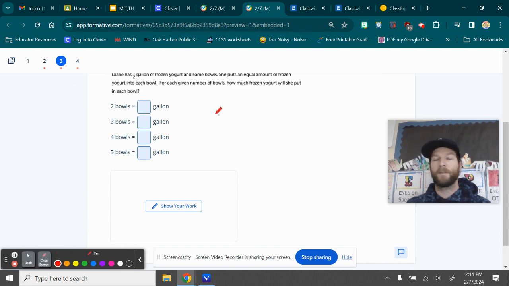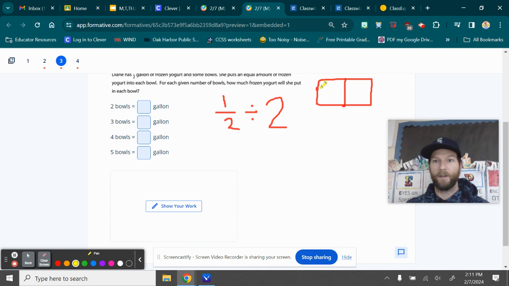where's my pen? So she's starting with 1/2 gallon, right? That's what's being shared, the yogurt. She has a ton of yogurt. That's a lot of yogurt, 1/2 gallon. So if she has 2 bowls, she's dividing it into how many equal shares? 2. So in my picture, I would have 1/2. Here's her 1/2 gallon of yogurt. If she divides it into 2 bowls, each bowl would get how much? 1 out of 4. And my picture shows that.